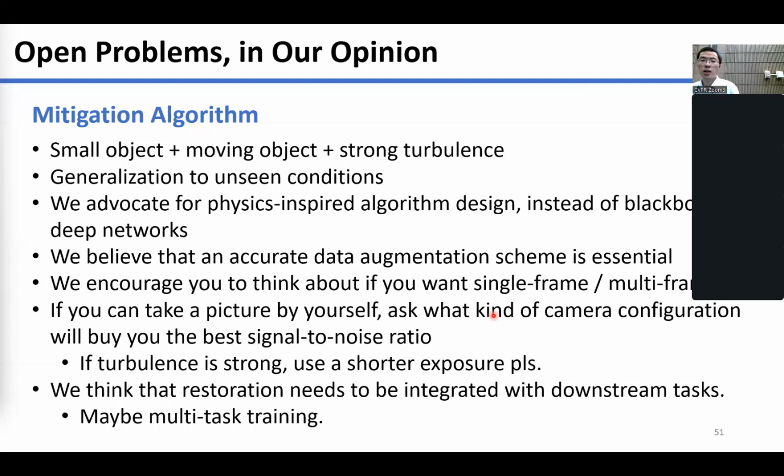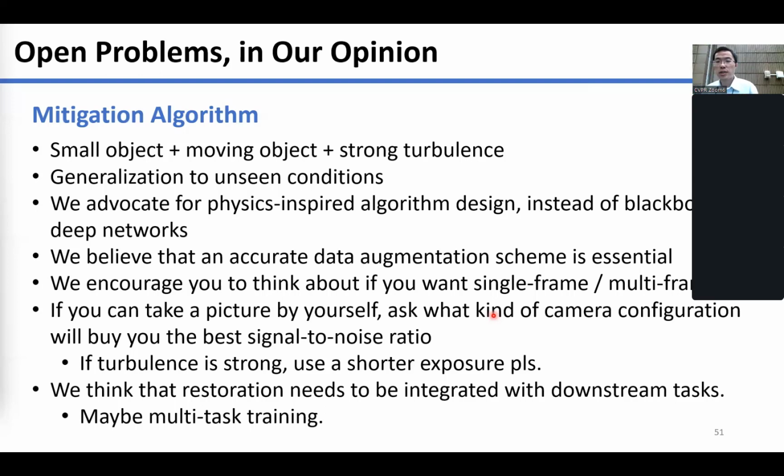We encourage you to think about single frame versus multi-frame. For multi-frame, you can do lucky imaging. Single frame, you're stuck with that particular random realization. So you are limited. Depending on the applications that you are facing, you should think about whether you should take videos or a single image. If you can take the picture by yourself, think about what kind of optics you want to use. Think about what kind of exposure you want to use.